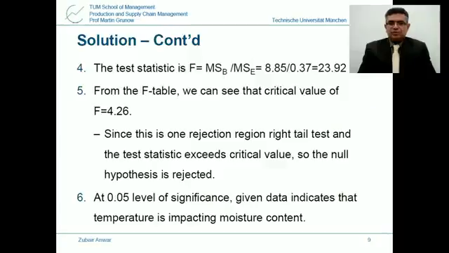We have computed the test statistic, which is 23.92, and you have seen that the critical value at this level of significance is 4.26. Since this is a right-tail rejection region test and the test statistic exceeds the critical value, the null hypothesis is rejected, and we can say that at the 0.05 level of significance, the given data indicates that temperature is in fact impacting the moisture content.